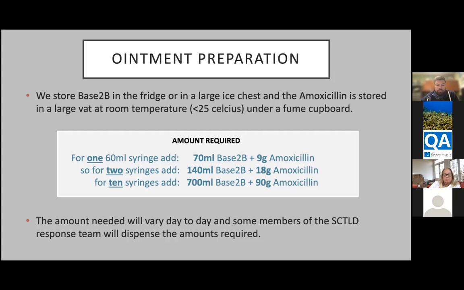Just for an example, when we're preparing this for one syringe, well, that should say 60 milliliters. Sorry, that's a typo, that's my fault. So you just need around 70 milliliters per syringe, and this goes with about 9 grams of amoxicillin. And as you're preparing more, you can just look at a cheat sheet, and double it if you need 2, or if you need 10, times it by 10, and you'll get your amount. But the SCTLD team members will always be with you when we're mixing, so they'll have the numbers covered, hopefully. But it does vary day by day.